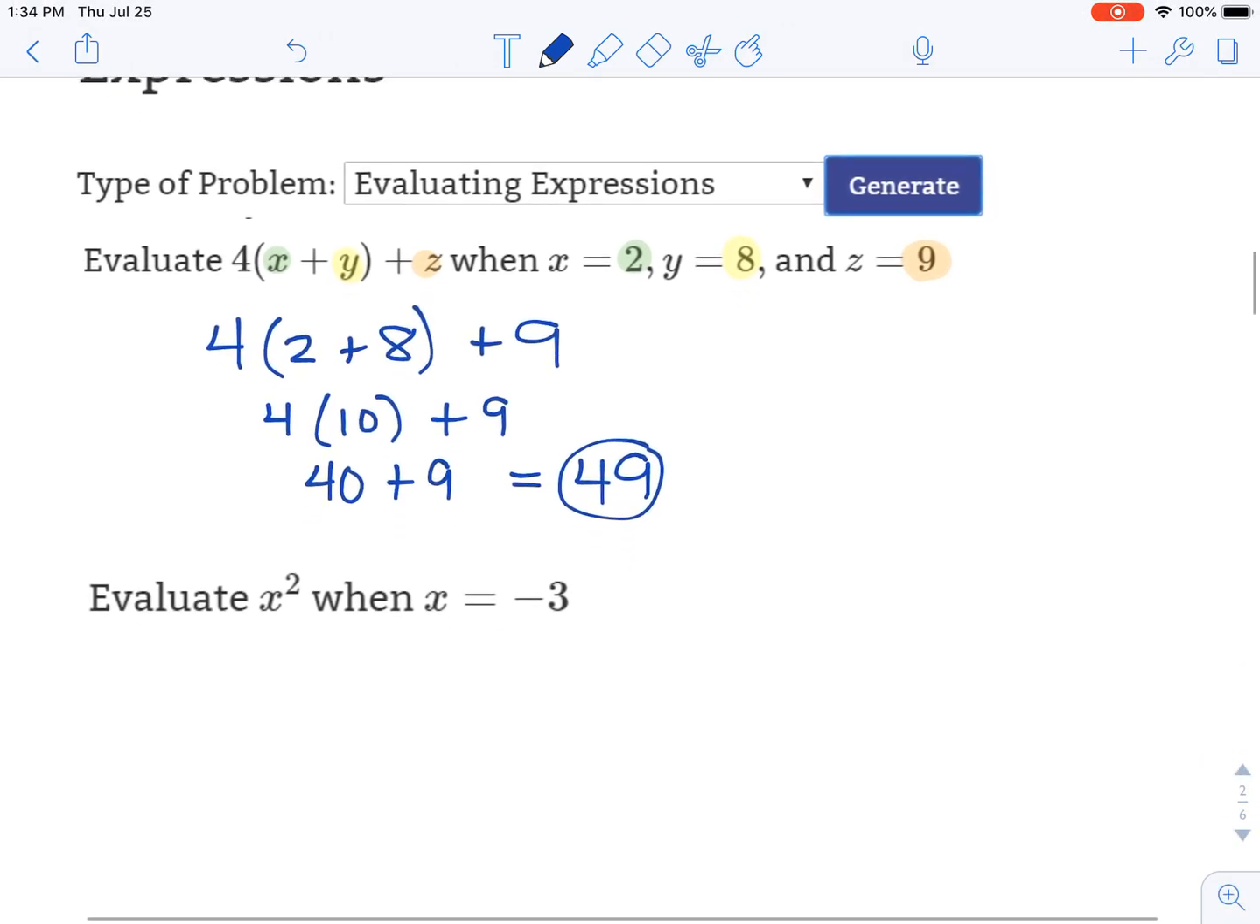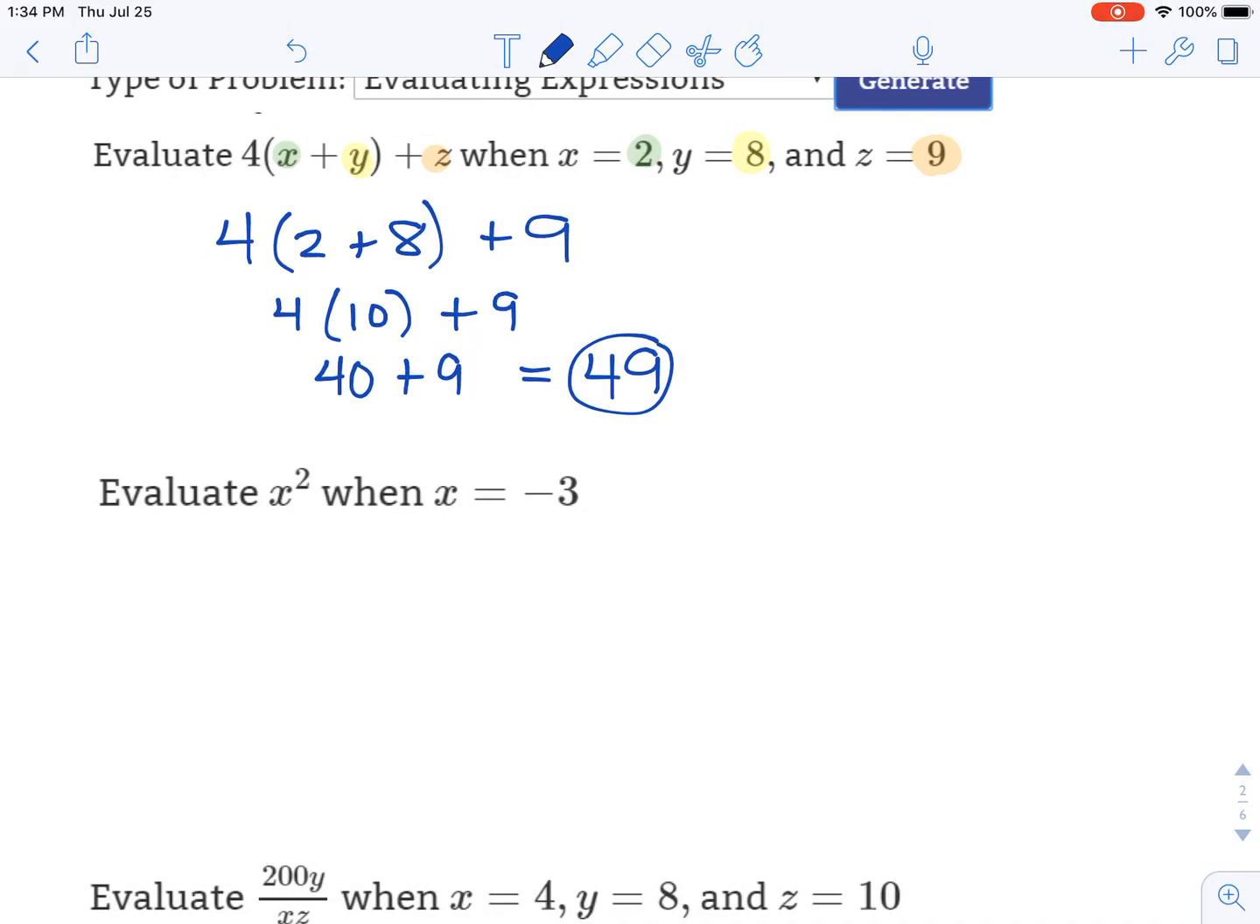For the next one, we've got to be very careful. It says x squared when x equals negative 3. So what we have to do here is square the negative 3. Now, if you do it like this, you're going to get it wrong if you use a calculator, because if you type it in just like this, it'll actually make it squared first and then make it negative. So that would be wrong for this problem. This is equivalent to that, but that's not what the expression is equal to when x equals negative 3. Because what we're doing here is we have to square the whole negative 3, like this.